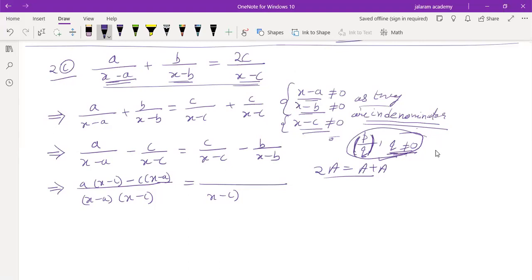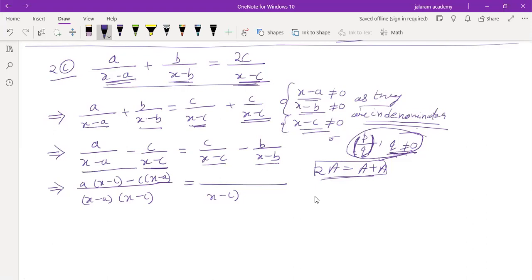Now we convert this 2c upon x minus c, which means we will break it in two parts. As we know that 2c equals c plus c, so 2c upon x minus c equals c upon x minus c plus c upon x minus c. Understood? Now we transfer the c upon x minus c to the left hand side. So a upon x minus a minus c upon x minus c equals, and this b upon x minus b is also transferred to the right hand side, so minus b upon x minus c.